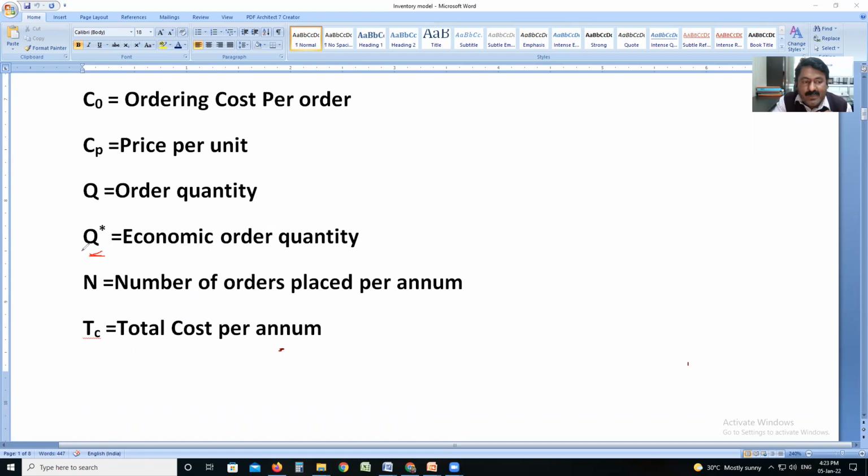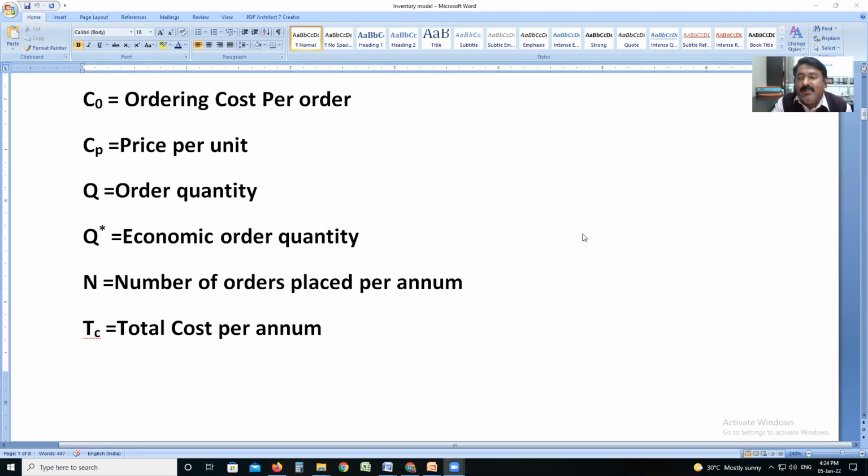This is the Q star. We will discuss sometimes Q, and we will convert this Q finally into Q star. Q star is nothing but EOQ, economic order quantity. Just now we have discussed what is EOQ, and that EOQ we have to calculate by using some formulas, and how we have to derive first that formula.